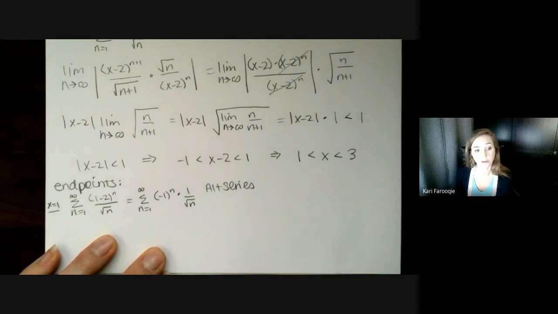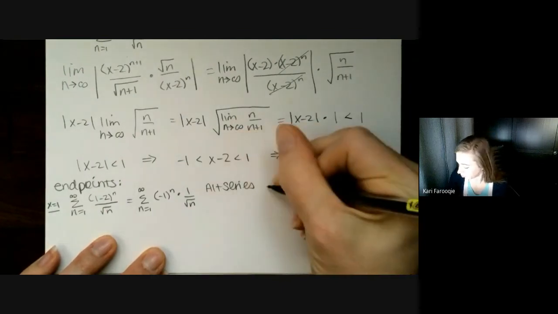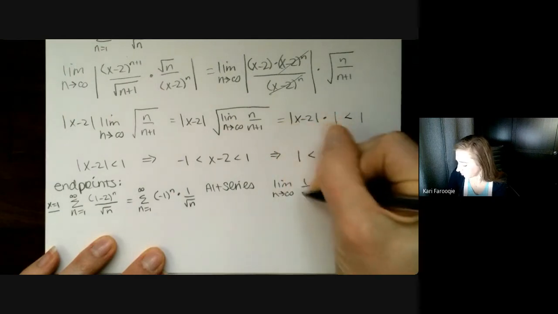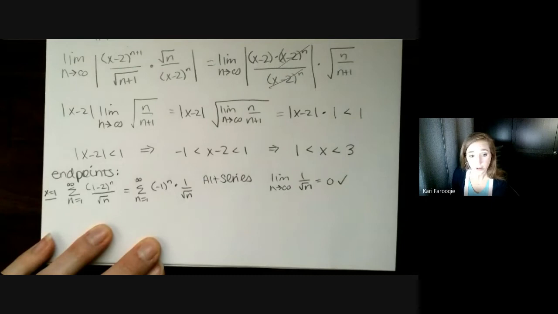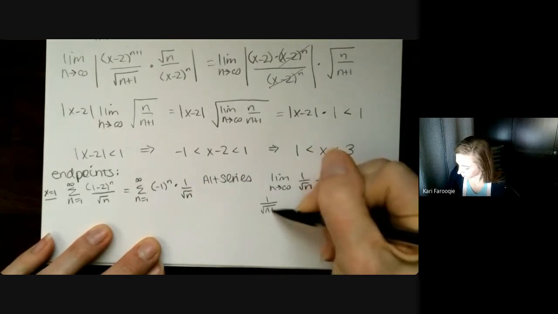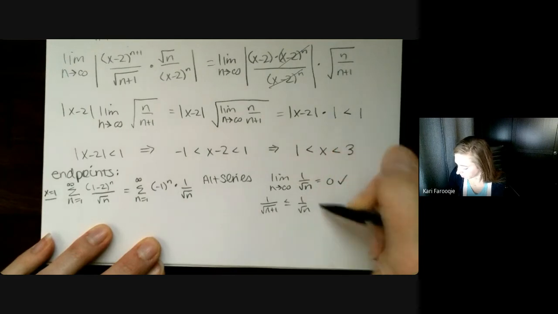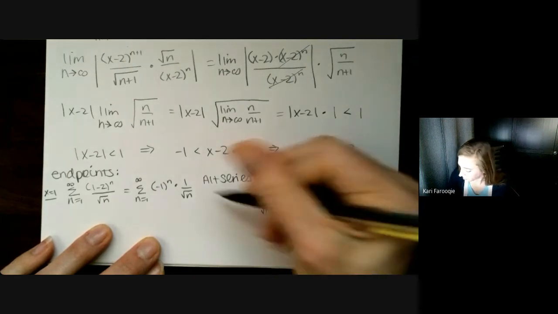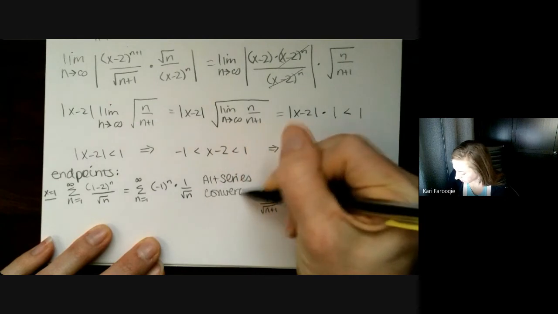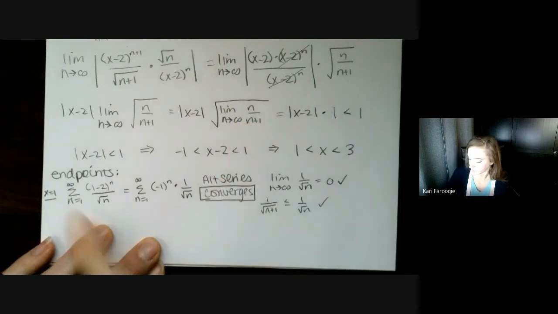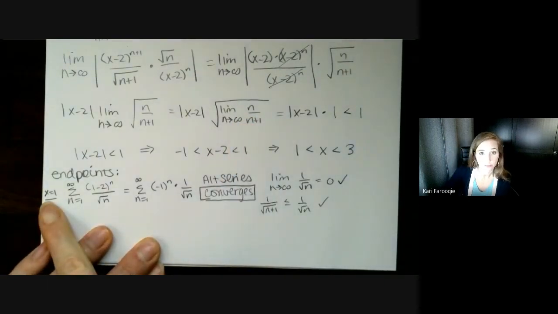To figure out if your alternating series converges, remember, you just need to show 2 things. One of them is that the limit of a sub n is 0, check. And the other is that your terms are non-increasing, check. So we would say that the alternating series converges. So we actually have convergence at x equals 1.